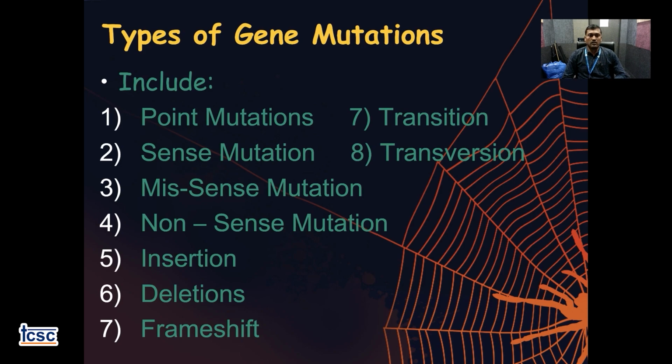Point mutation, sense mutation, missense mutation, fourth one nonsense mutation, fifth one insertion, sixth one deletion, seventh one frameshift, transition and transversion. So these are the types of gene mutation. Okay, so let's discuss one by one.